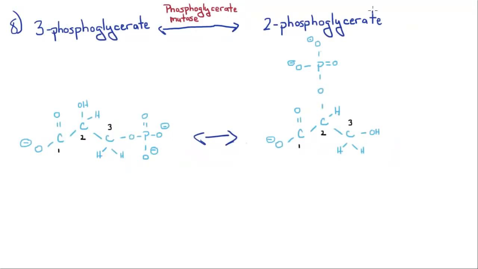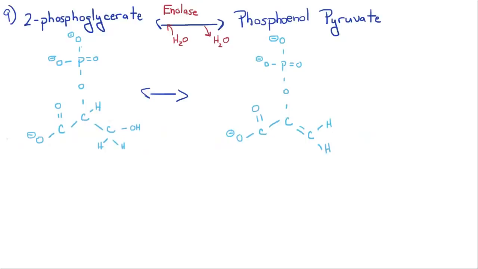Your two molecules of 3-phosphoglycerate are going to be converted into 2-phosphoglycerates by the enzyme phosphoglycerate mutase. This just means that the phosphate group from the third carbon is going to be switched over to the second carbon, and this hydroxyl group here is going to be switched over to the third carbon. So you got your phosphate group on the second, the hydroxyl group on the third. Quick switch. Your 2-phosphoglycerates are converted into a molecule called phosphoenolpyruvate by the enzyme enolase.